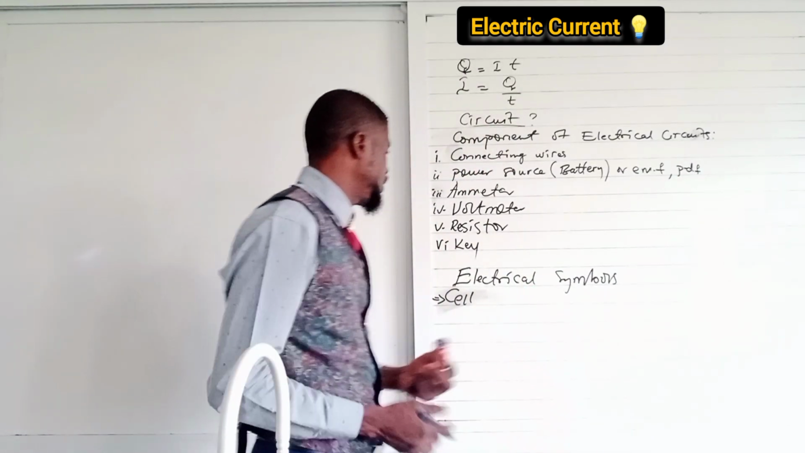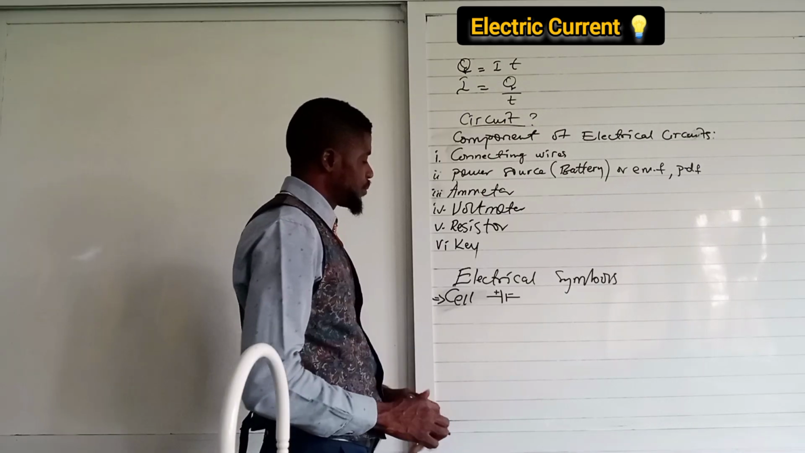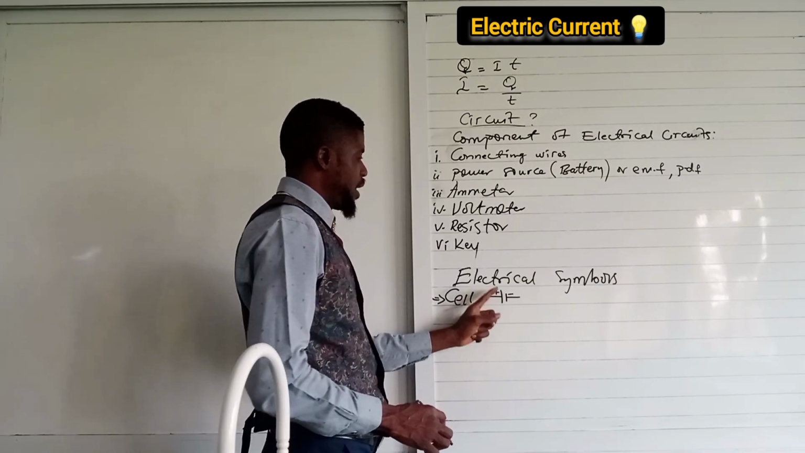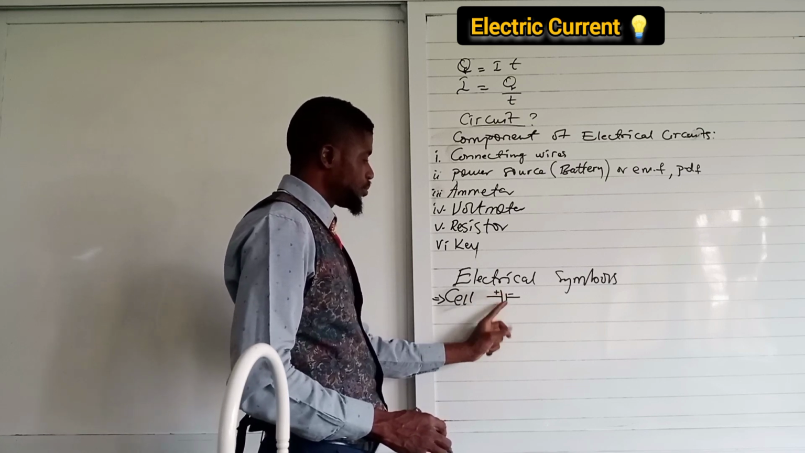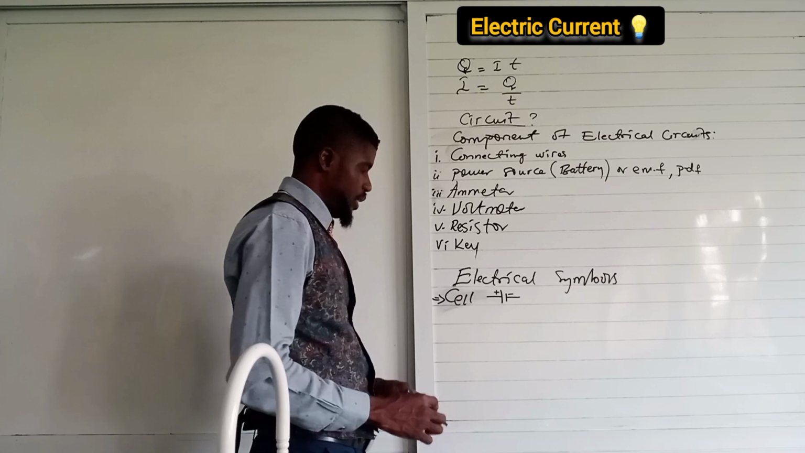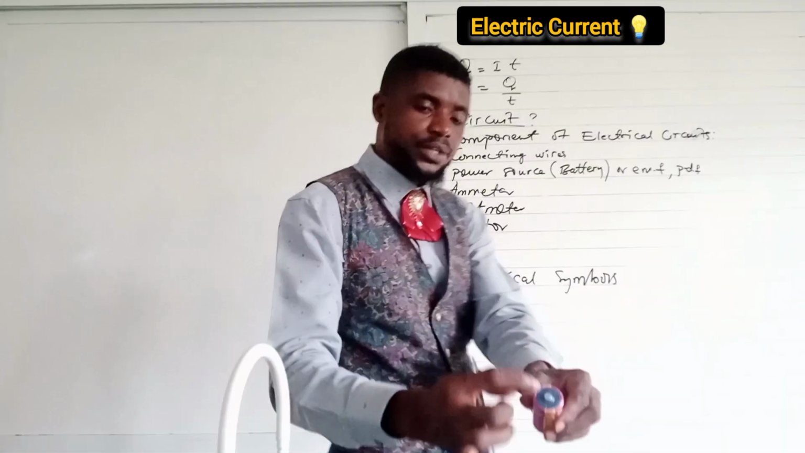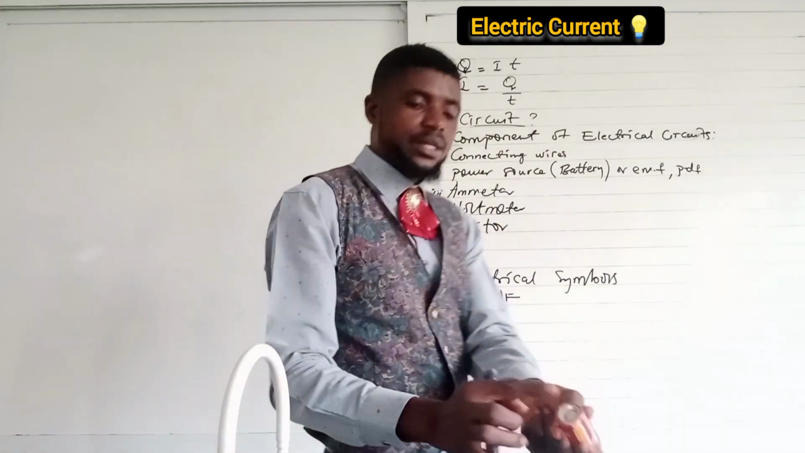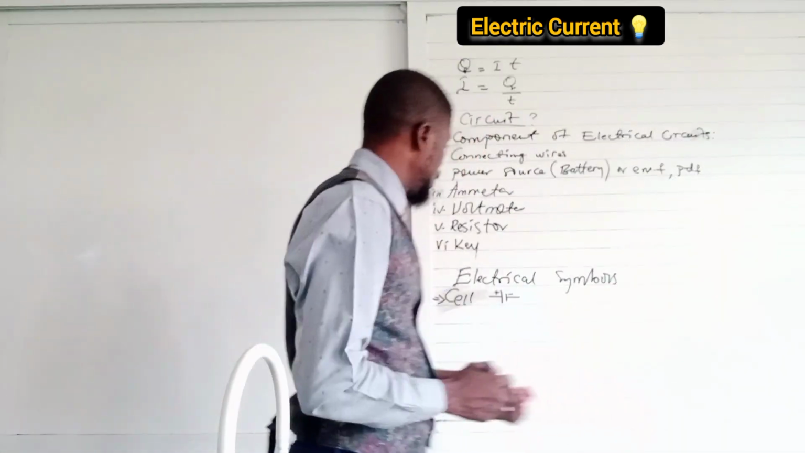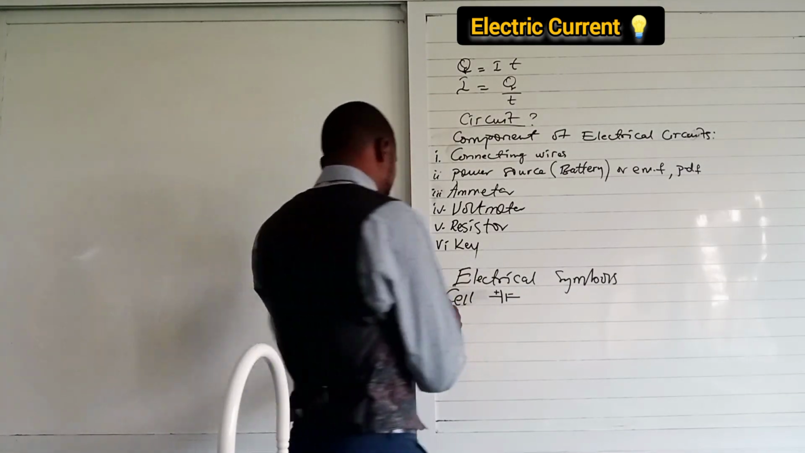So how do we represent a cell? A cell is represented with this. You can see that the longer line here is carrying a plus sign, and then the short line here is carrying a negative sign. So this side, as you are seeing a plus sign, is this, while the other side where you see the negative sign is this.